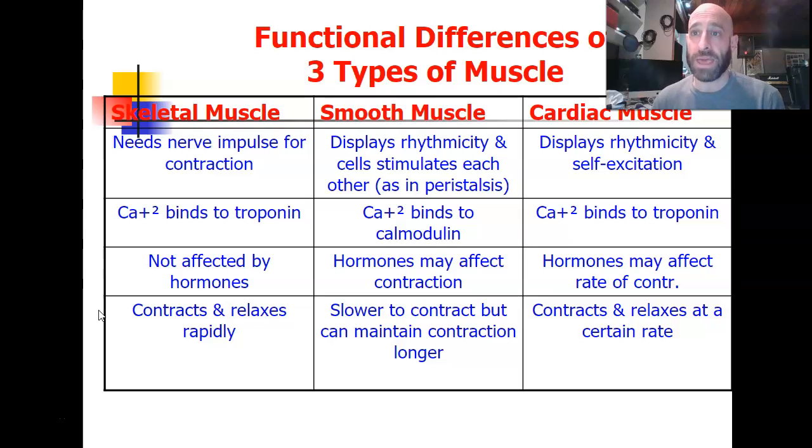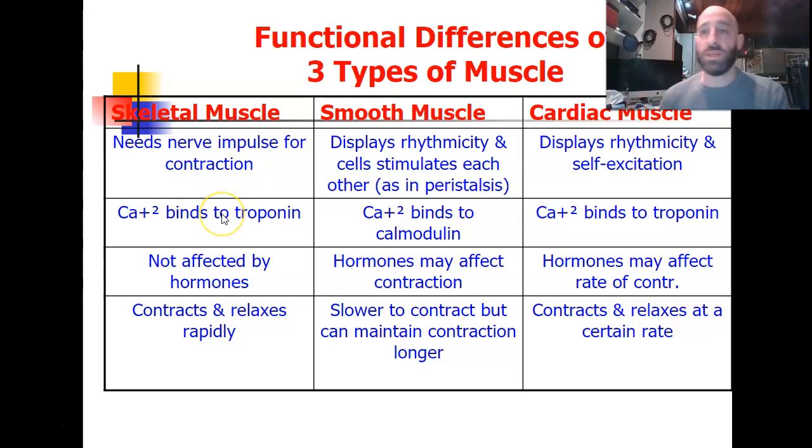So let's jump back in and finish up the differences between these three types of muscle. The last thing I talked about was this idea of how it contracts, right? So nerve impulses make skeletal muscles contract. Smooth muscle can actually stimulate itself in a process called peristalsis, and cardiac muscle also stimulates itself and actually displays a rhythmicity of your heartbeat, right? So let's pick up there and keep going.